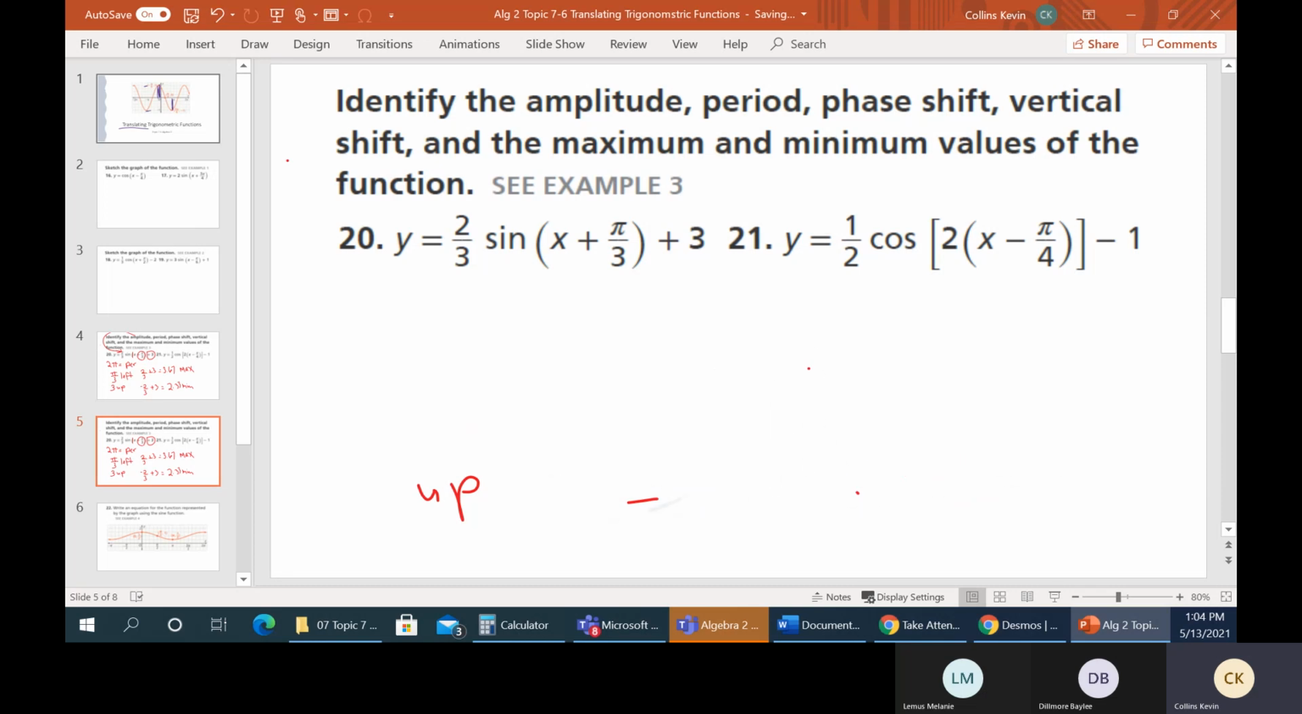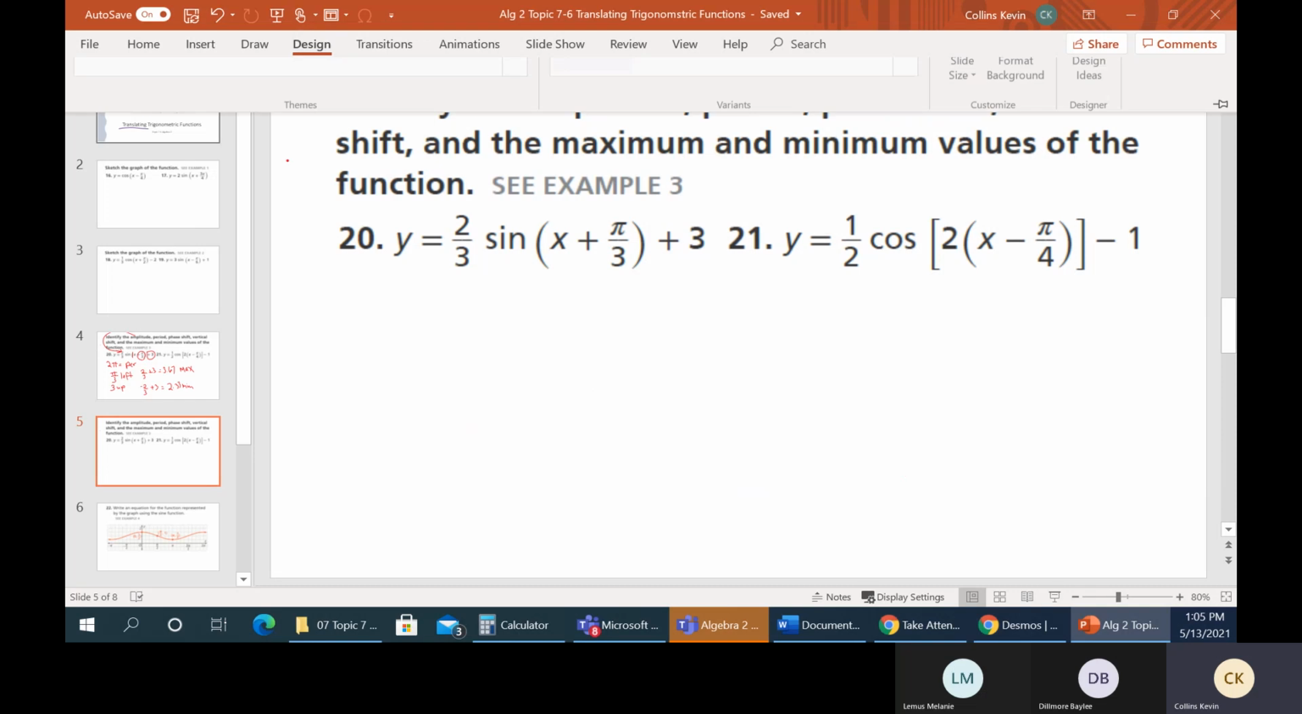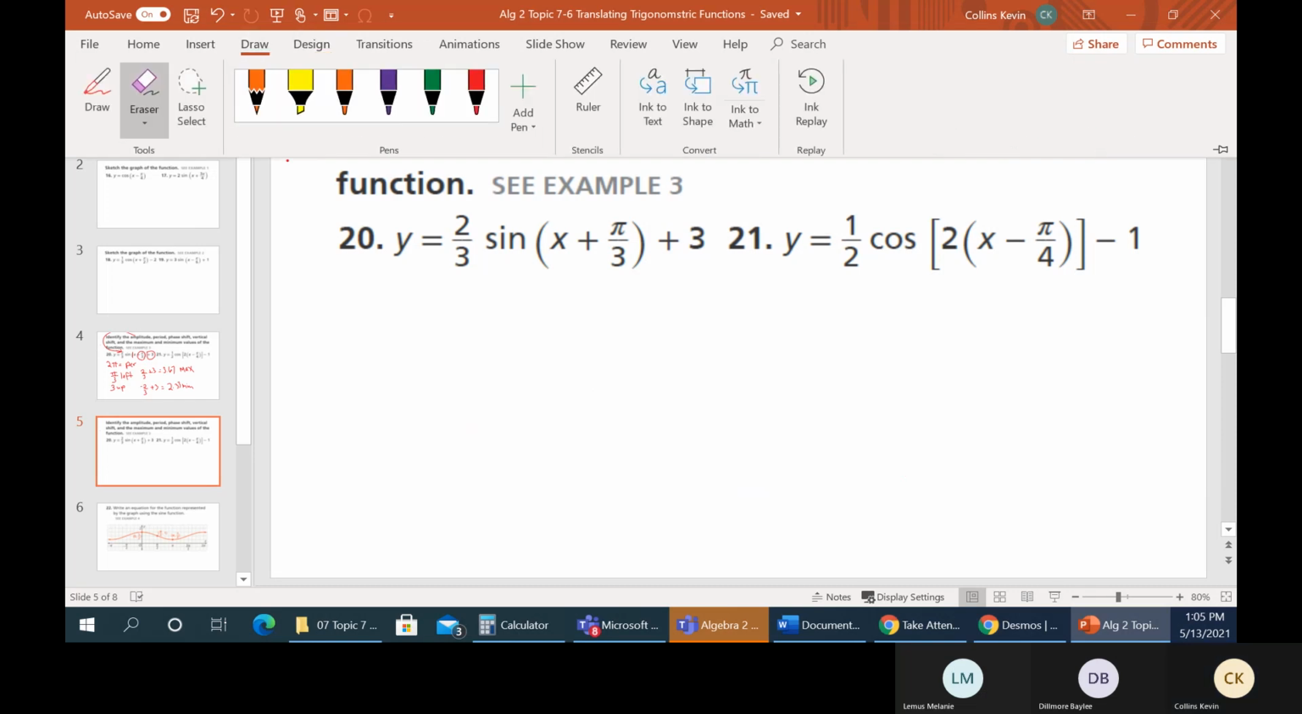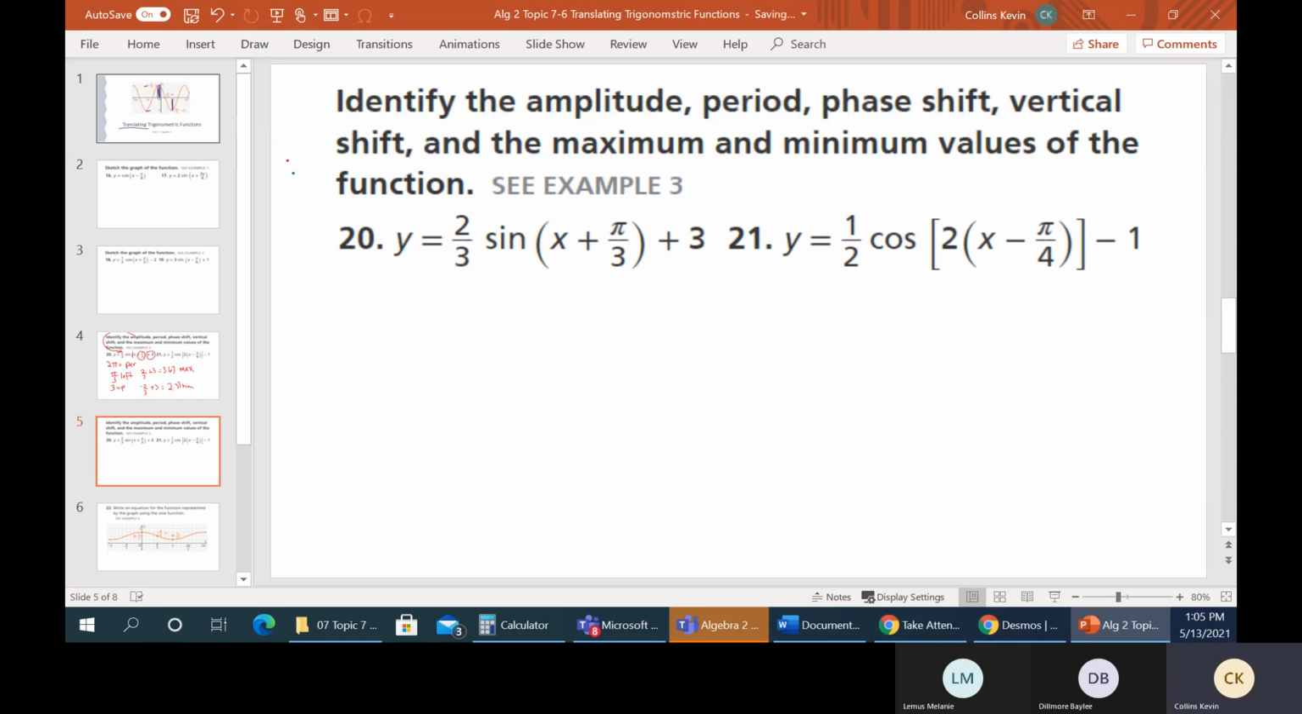All right, so let's go ahead and talk about 21. So what's our amplitude on this guy? So the first one, the amplitude was 2/3. What's our amplitude on this guy? Yeah, 1/2. So amplitude is 1/2. All right. So the amplitude is 1/2.